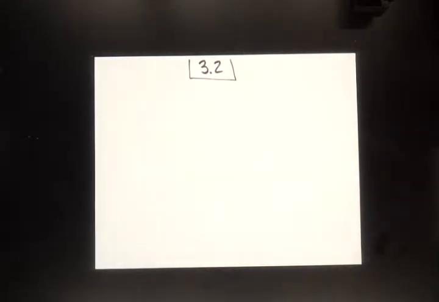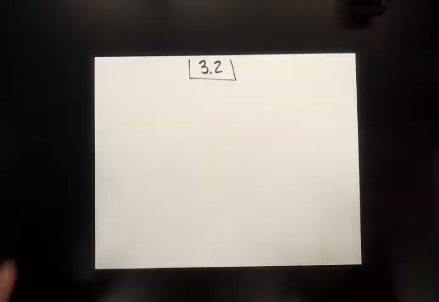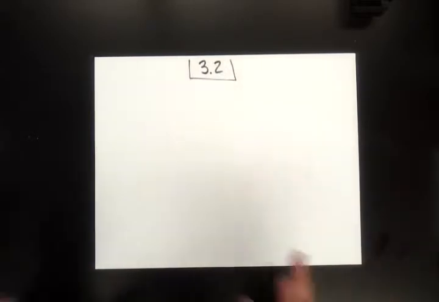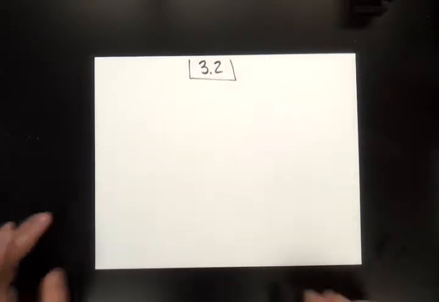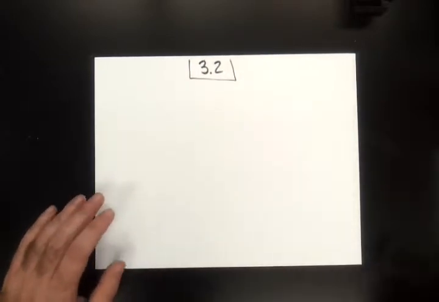So 3.2 is all about simplifying expressions, and the goal of this section is to combine like terms. So first of all, what's a term? Let me give you some examples of terms.